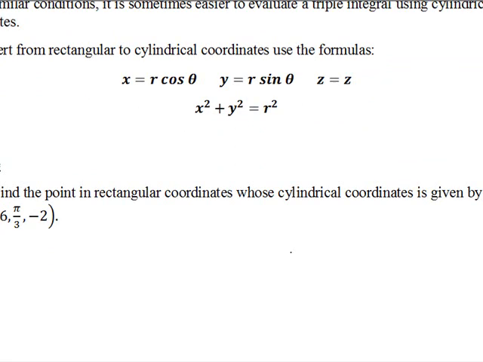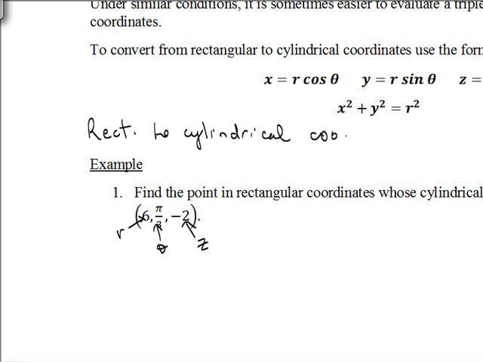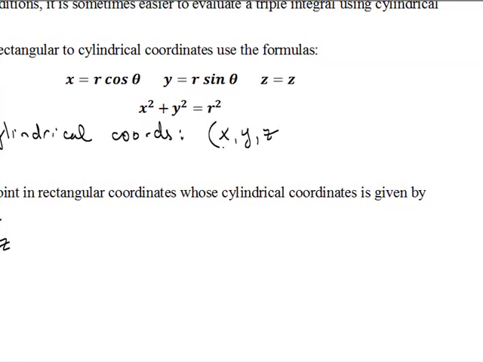Okay, now in cylindrical coordinates, this is the point. The first coordinate is r, the second coordinate is theta, and the third coordinate is z. Okay, so if I go from rectangular to cylindrical coordinates, I am going from x, y, z to r, theta, z. Okay?